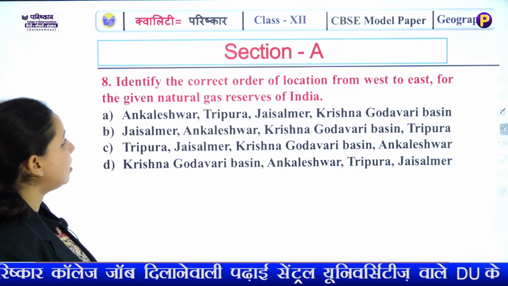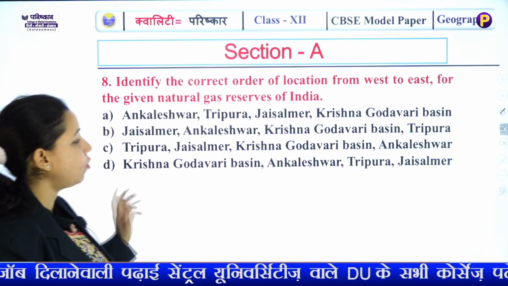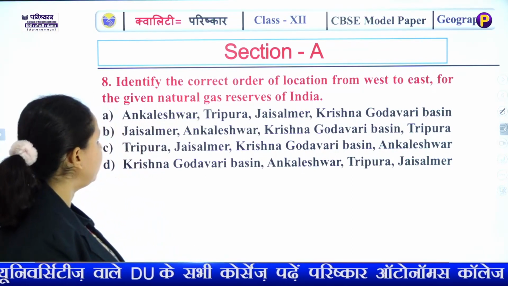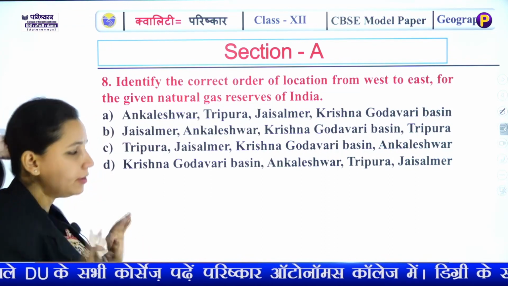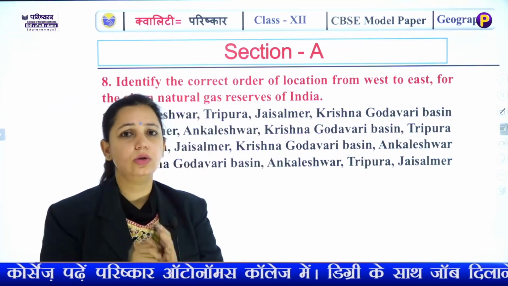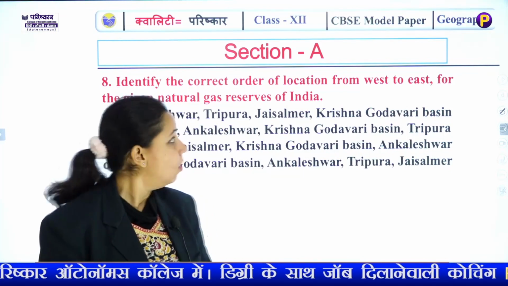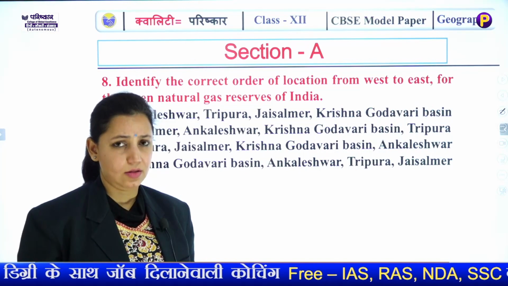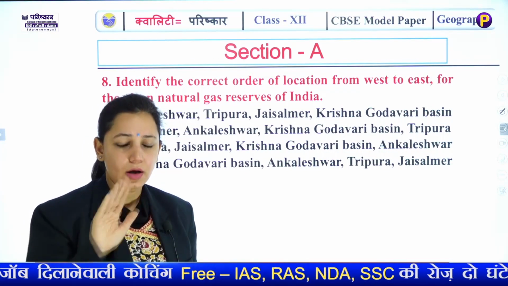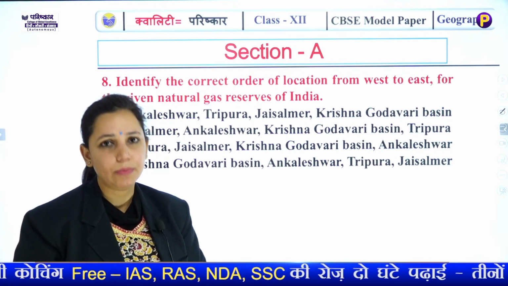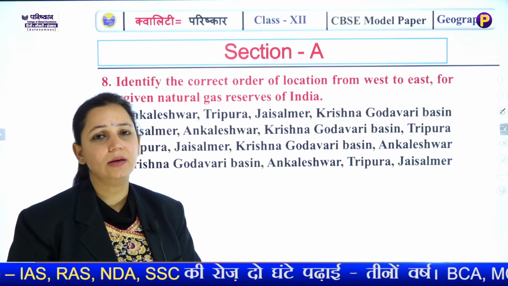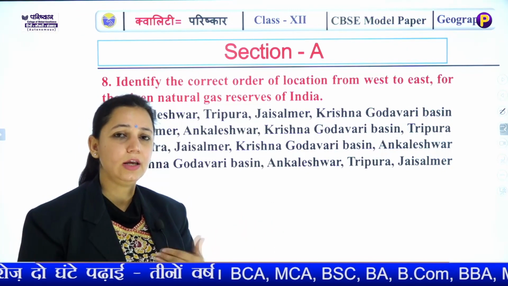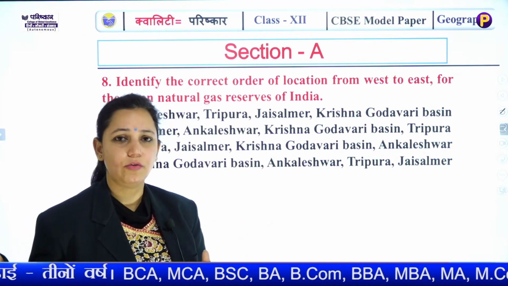Now identify the correct order of location from west to east for the given natural gas reserves of India. For this type of question, you should know the location of the natural gas reserves. You should know the location of the places. So you have to learn the political map of India thoroughly. Where are the important places located, and in what directions? Then only you can remember the direction of the places.